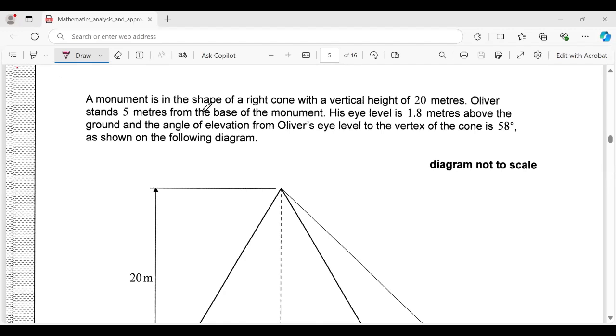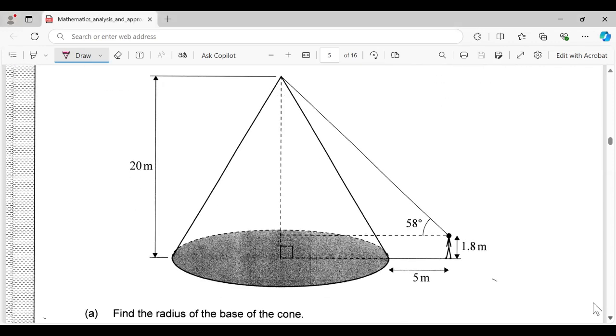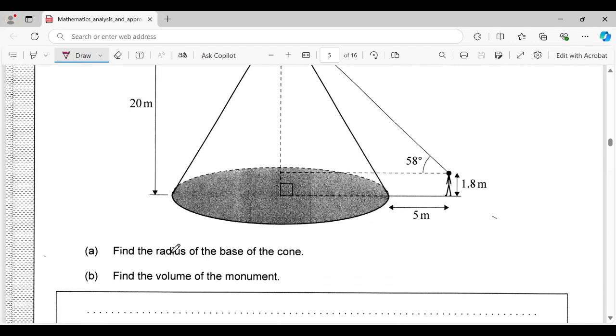A monument is in the shape of a right cone with a vertical height of 20 meters. Olympus stands 5 meters from the base of the monument. Its eye level is 1.8 meters above the ground, and the angle of elevation from Olympus' eye level to the vertex of the cone is 58 degrees, as shown on the following diagram. Find the radius of the base of the cone.